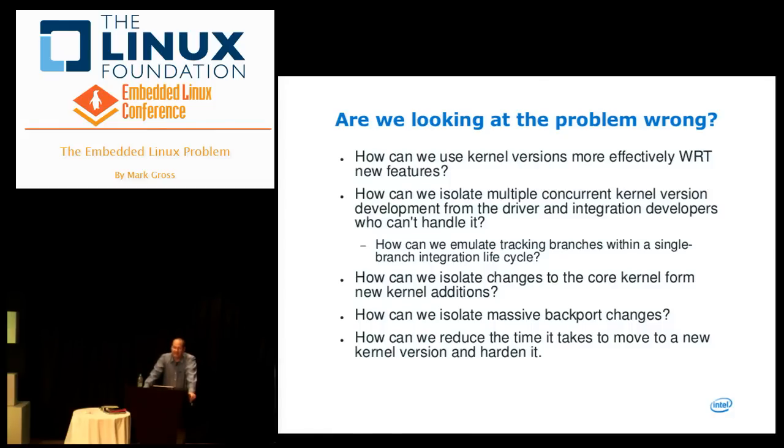The other thing is, how can I isolate concurrent kernel development activity from the driver and integration teams who can't deal with it? Is there a way I can emulate tracking branches such that the feature teams don't have to deal with it, and only the kernel people who know how to deal with tracking branches do? How can I isolate the core? Can we isolate changes made to core kernel from new kernel additions, and can we isolate backports, and can we just reduce the time it takes to move to new kernels?